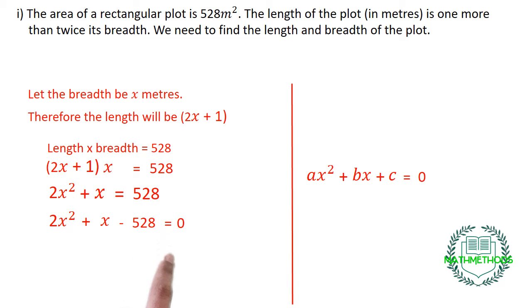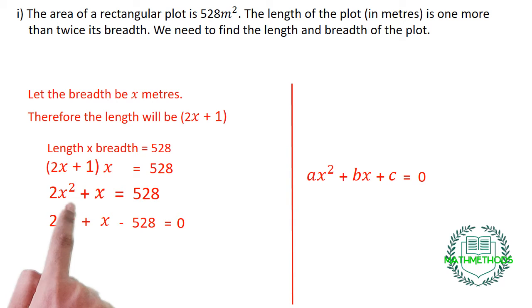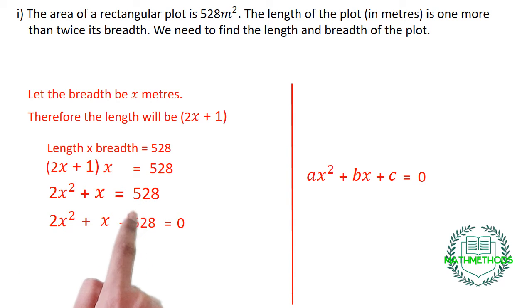of the equal sign. So remember, whenever we move any term from the left hand side to the right hand side or from the right hand side to the left hand side, the plus sign of that term changes to minus sign and minus sign of that term changes to plus sign. This is the reason why plus 528 has changed to minus 528. Thus 2x squared plus x minus 528 equals 0 is the required quadratic equation.